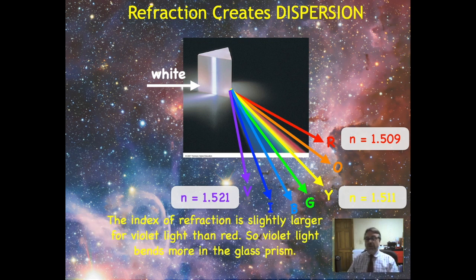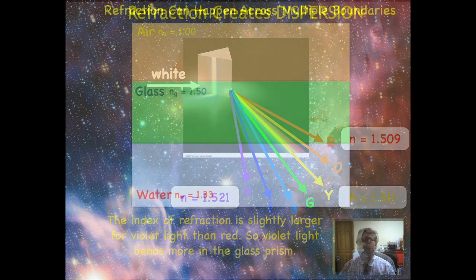So the index of refraction is slightly larger for violet than red, so the violet will end up bending more coming out of the prism than red light does. Next week we'll discuss how this also leads to rainbows with water drops, but that's next week.